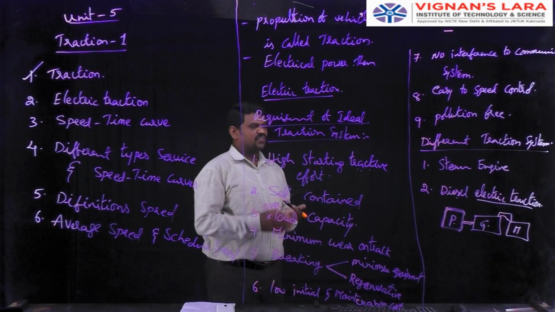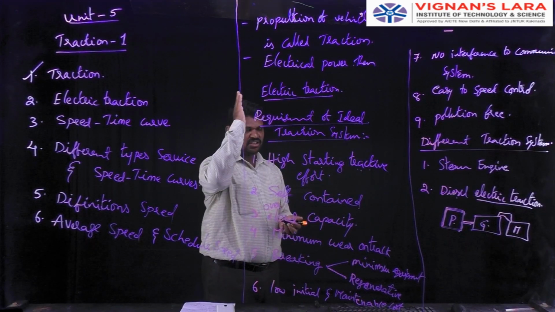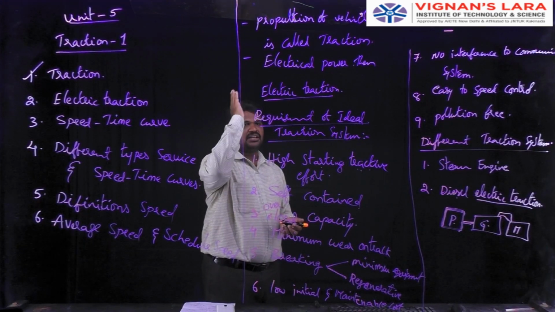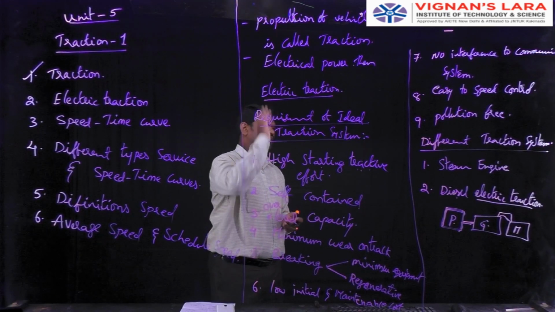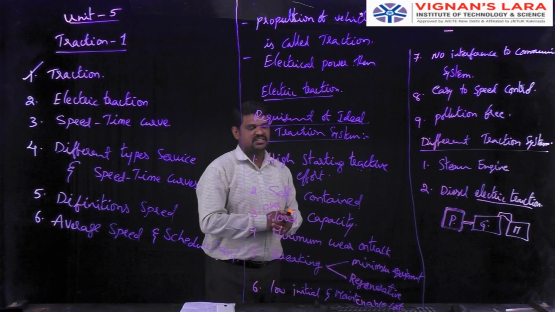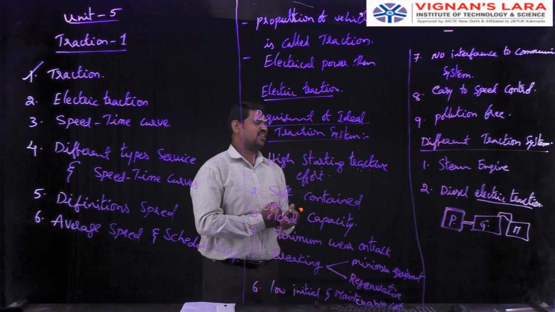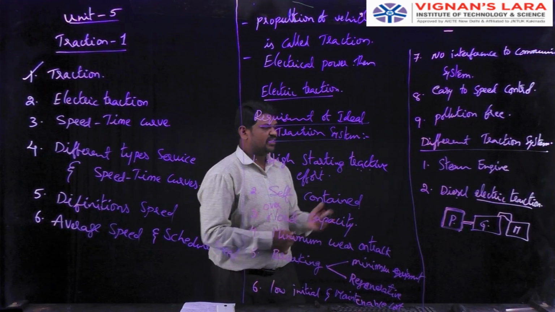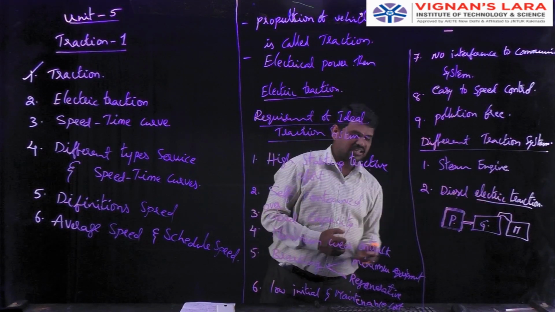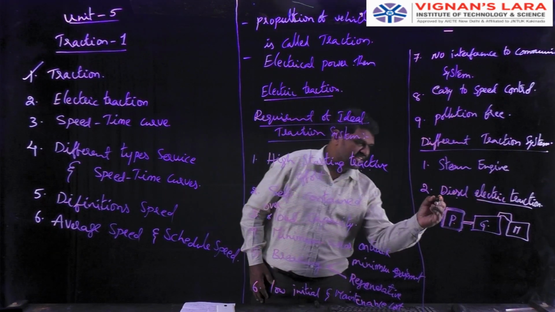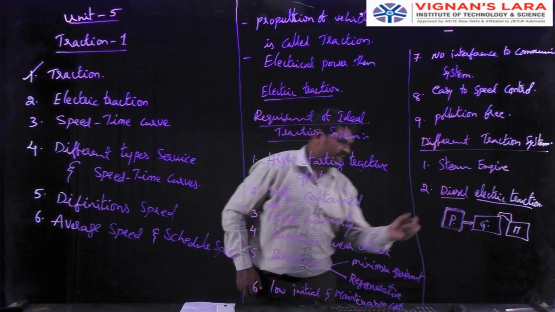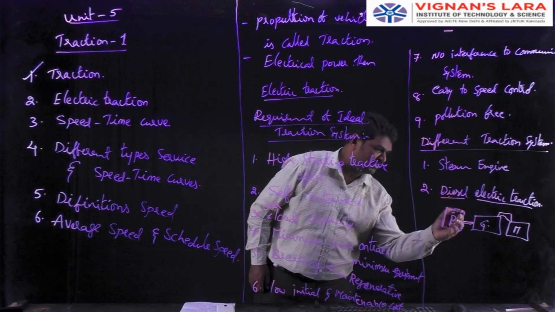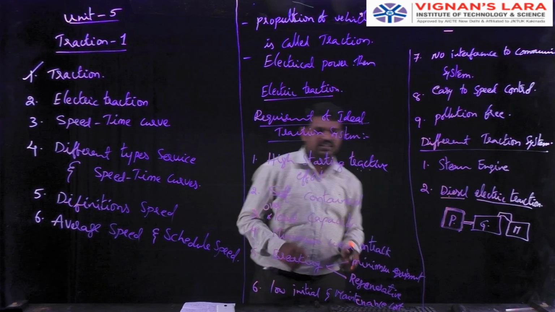Where electrical power is not available, or the system is not electrified, we use the diesel electric traction system. We use diesel because the cost will be less, and the diesel engine is used as a prime mover. The prime mover is clean.